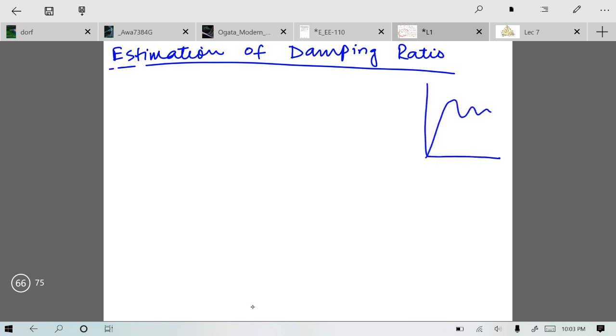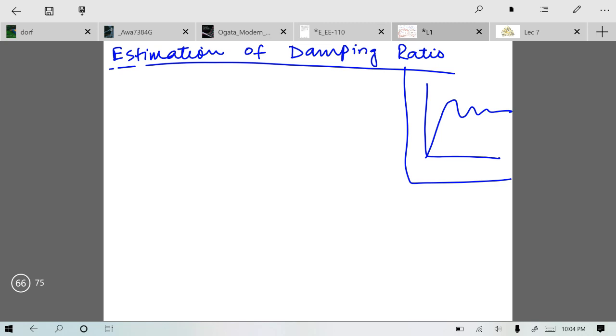But what if someone says to you that you are given the response of a system and tell me the zeta only by looking at this response. So there is a way where you can estimate the damping ratio of the system only by looking at the response of the system. That if the system has this response, its damping ratio would be somewhere around this, without even going to the calculations, without even comparing it with the standard equation, because up till now you only know the standard equation of a second order system.